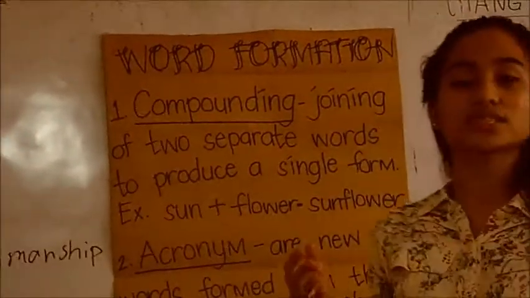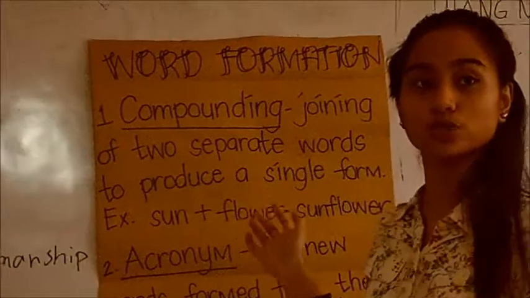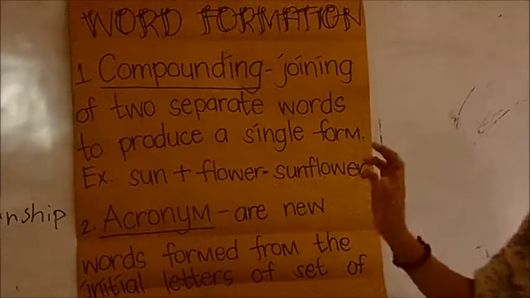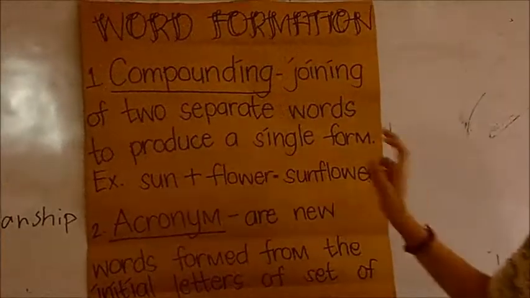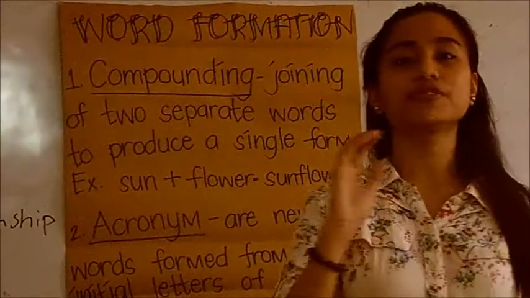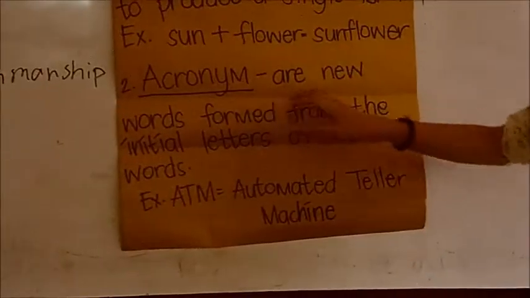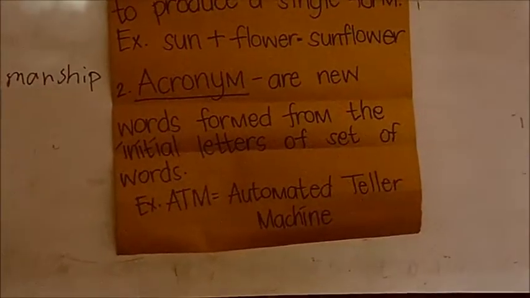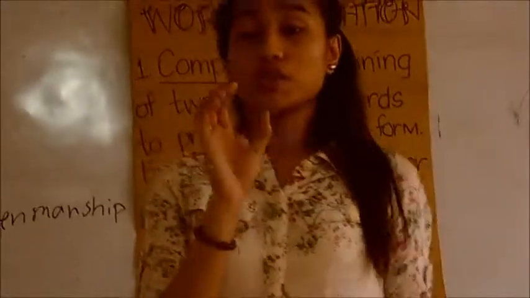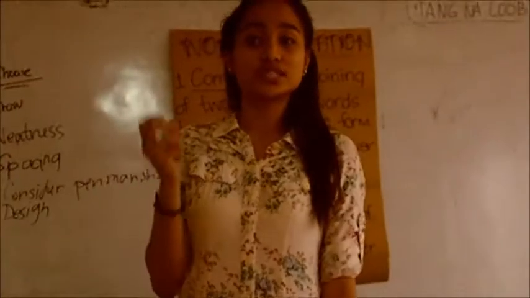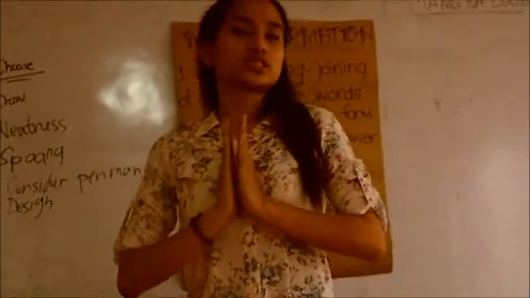As I have discussed, word formation is forming of new words, right? First is compounding. Compounding is joining separate words to produce a single form. For example, sun plus flower equals sunflower. Next is the acronym, new words formed from the initial letters of a set of words. Example, automated teller machine. Instead of saying it in a longer version, there is an acronym of it, which is the ATM. Okay? That's all.